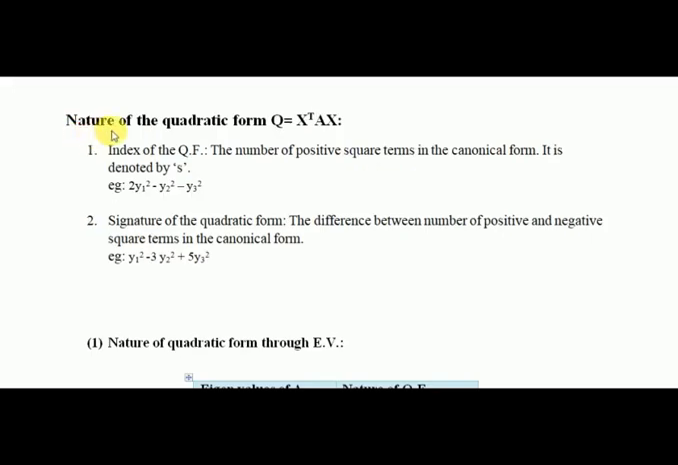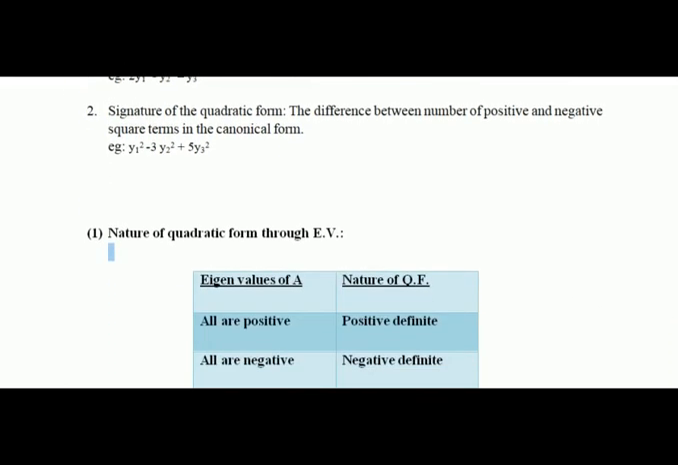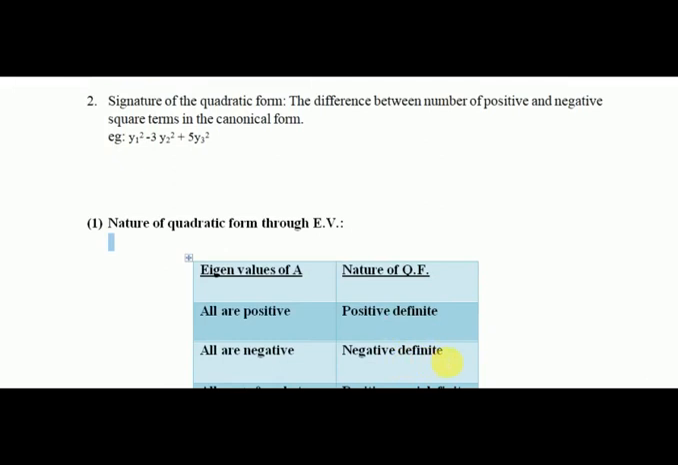The last topic in this unit is the nature of the quadratic form. Here we discuss the index of the quadratic form and the signature of the quadratic form, and whether the quadratic form is positive definite or negative definite. I have a table for this, which I will discuss.